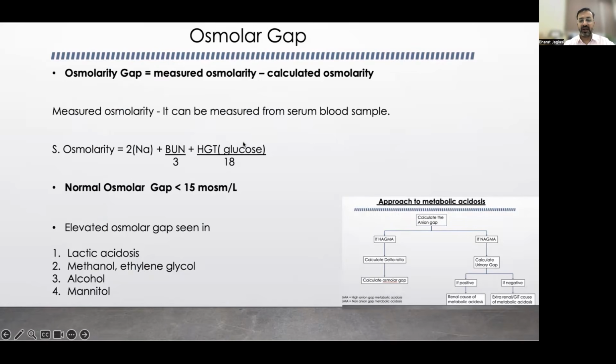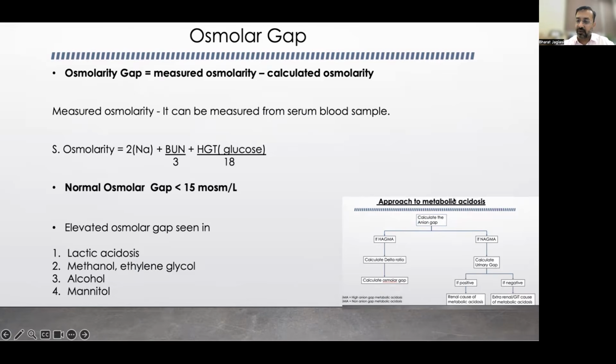Now we look into the osmolar gap. That's measured osmolarity minus calculated osmolarity. Measured osmolarity can be measured from the serum blood sample, and the calculated osmolarity is calculated by having the values of sodium, blood urea nitrogen, and glucose. The normal osmolar gap is less than 15. It is elevated in lactic acidosis, methanol or ethylene glycol poisoning, a patient having excessive alcohol, and when we are giving mannitol.